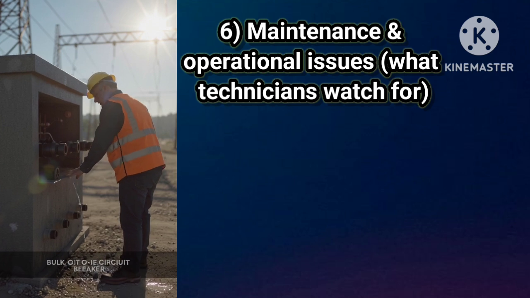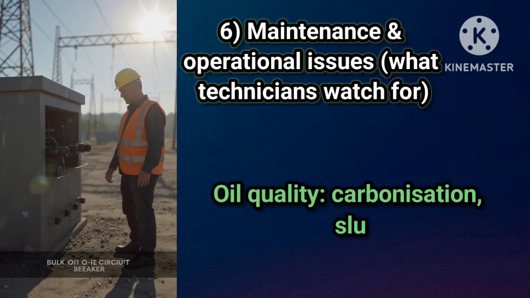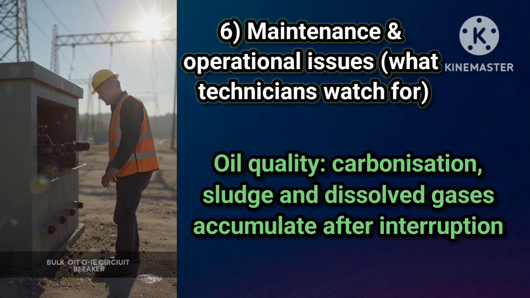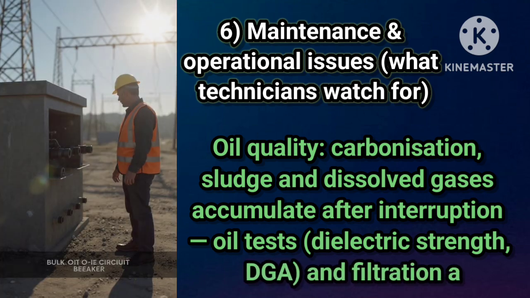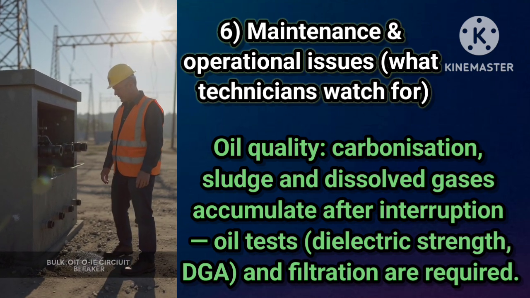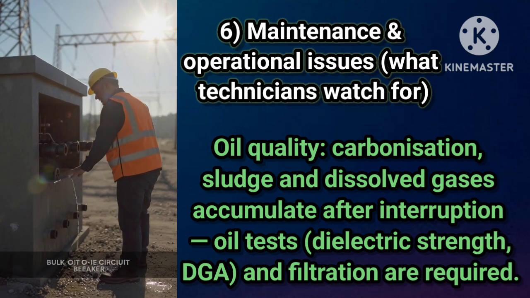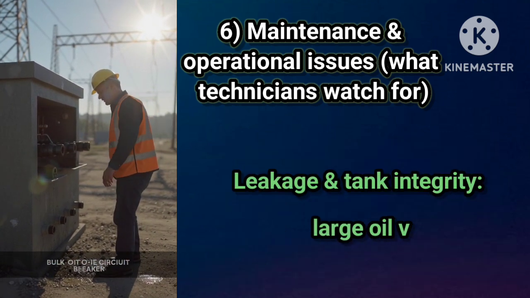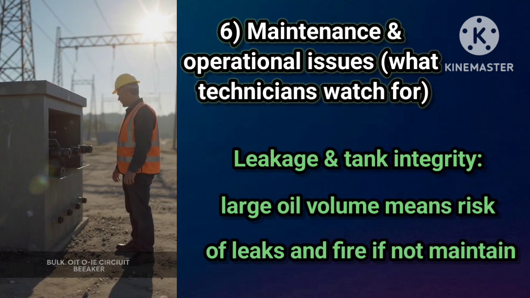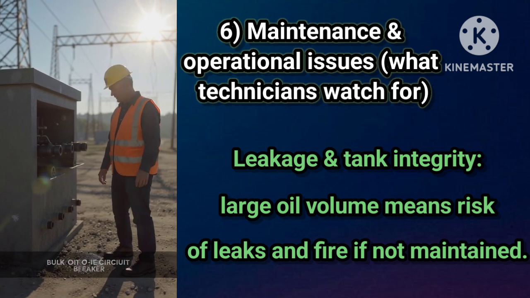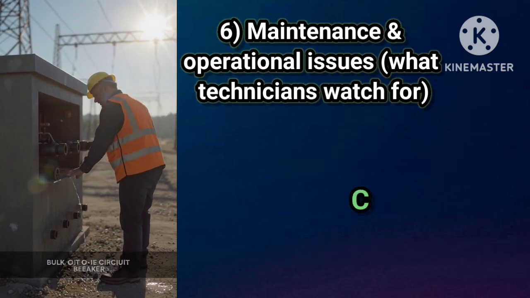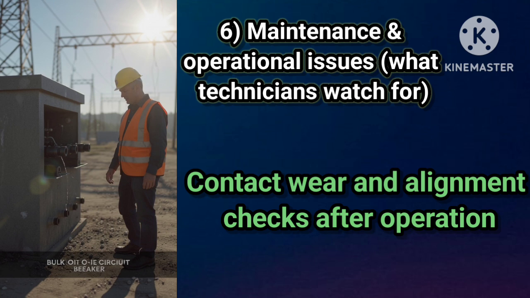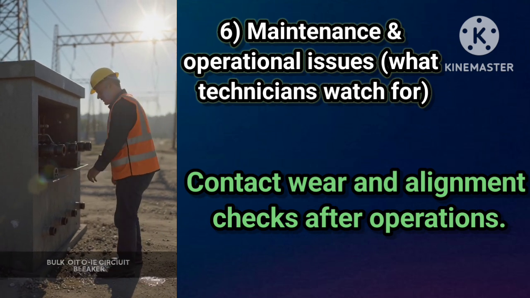6. Maintenance and operational issues. What technicians watch for: oil quality, carbonization, sludge and dissolved gases that accumulate after interruption. Oil tests, dielectric strength, DGA, and filtration are required. Leakage and tank integrity: large oil volume means risk of leaks and fire if not maintained. Contact wear and alignment checks after operations.